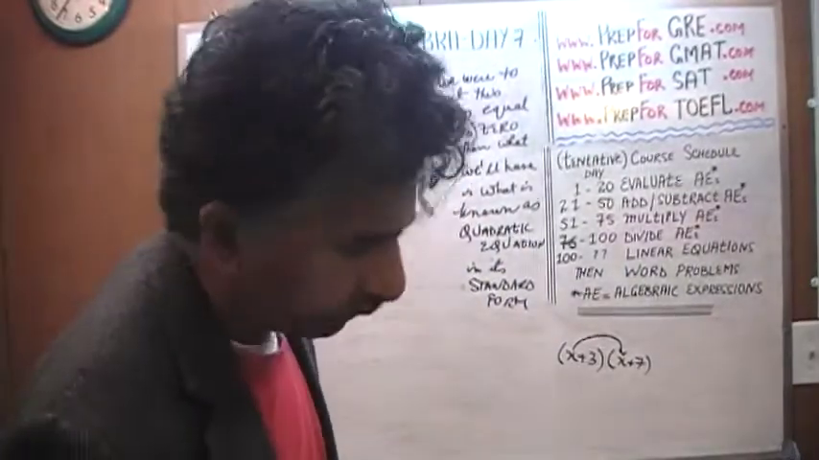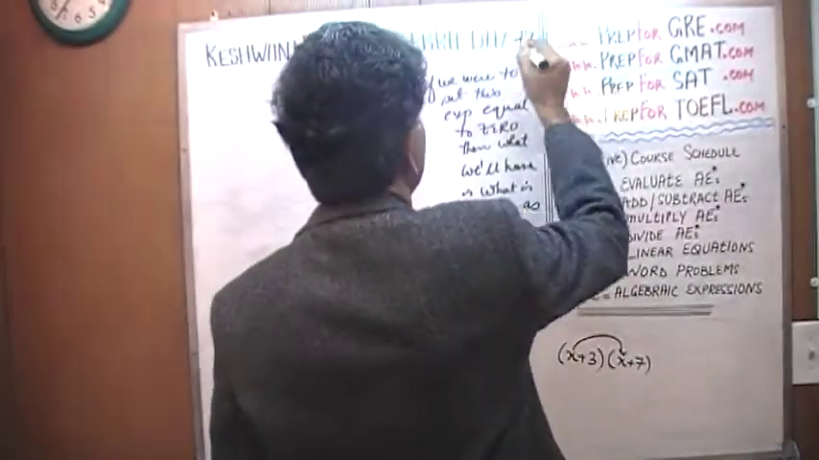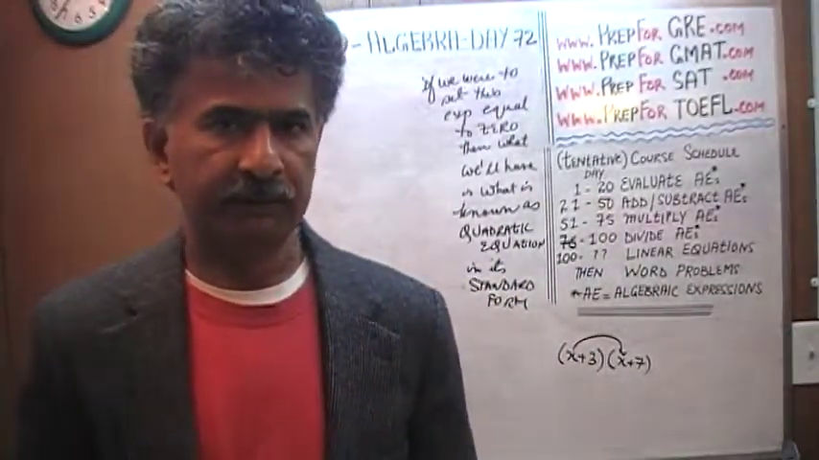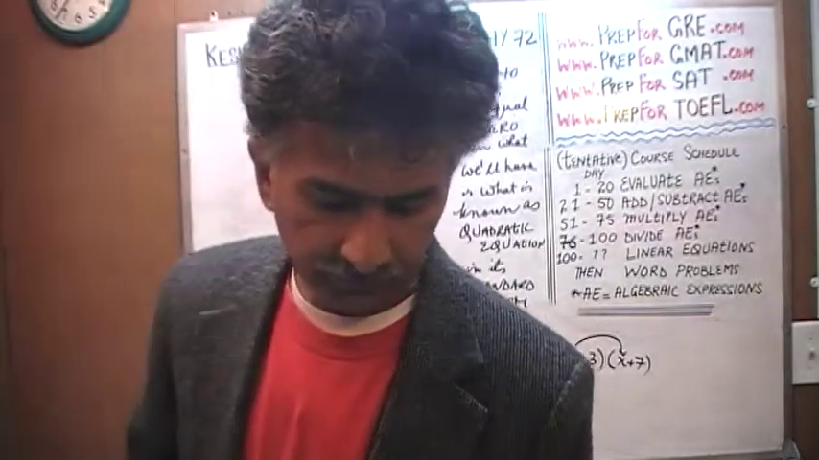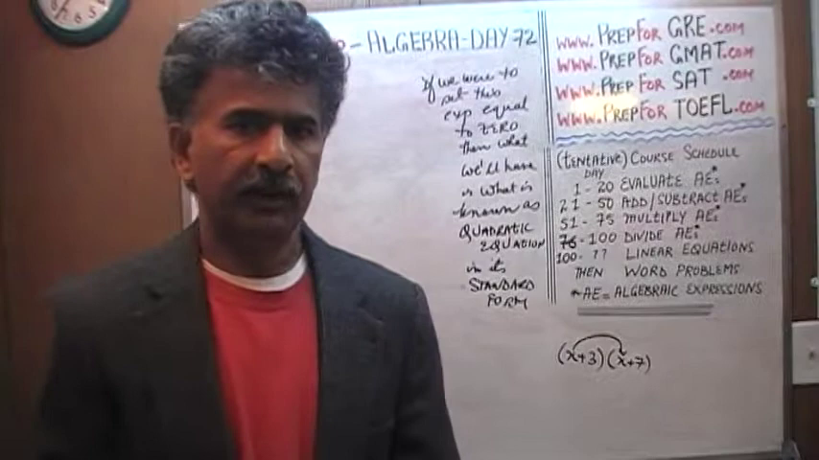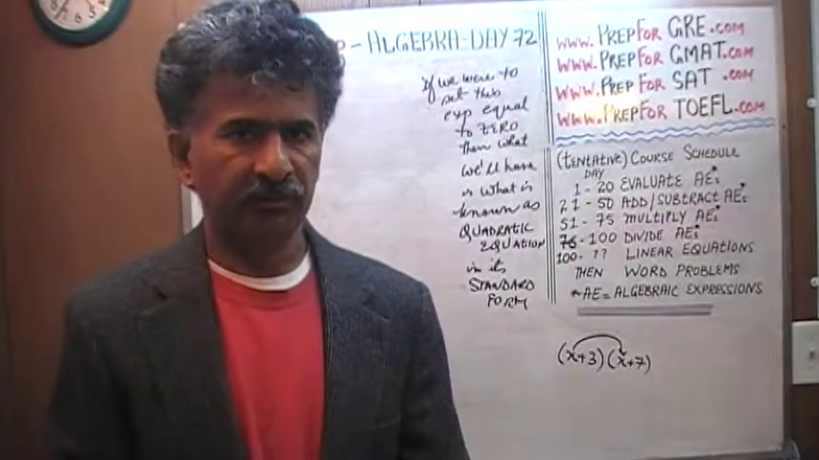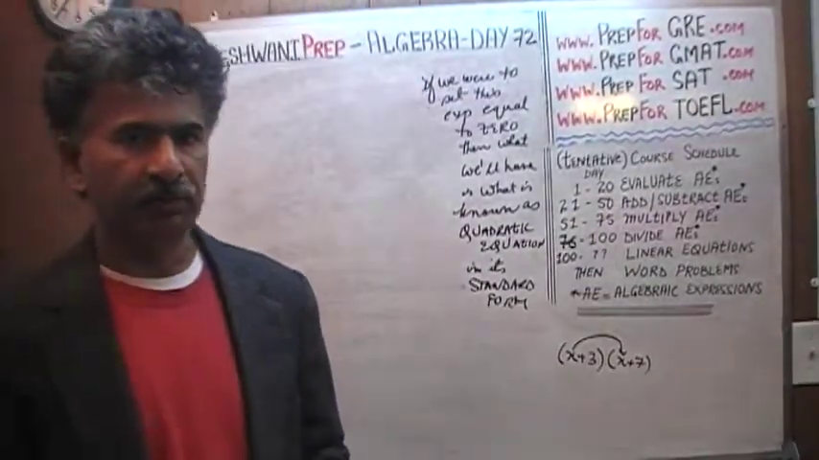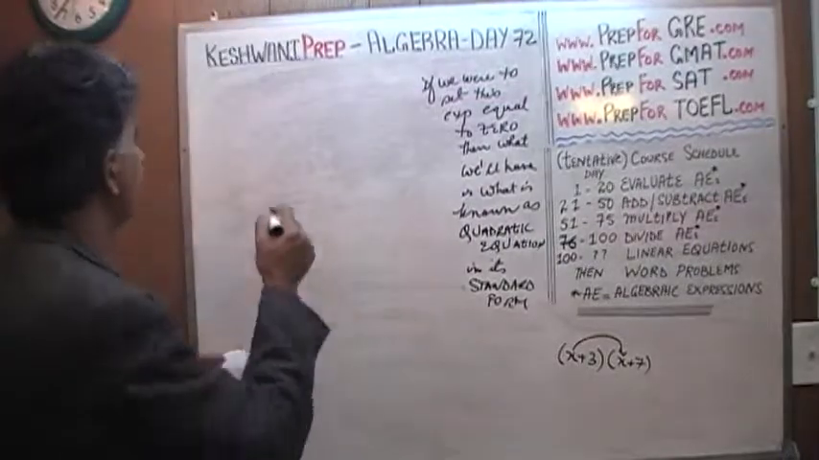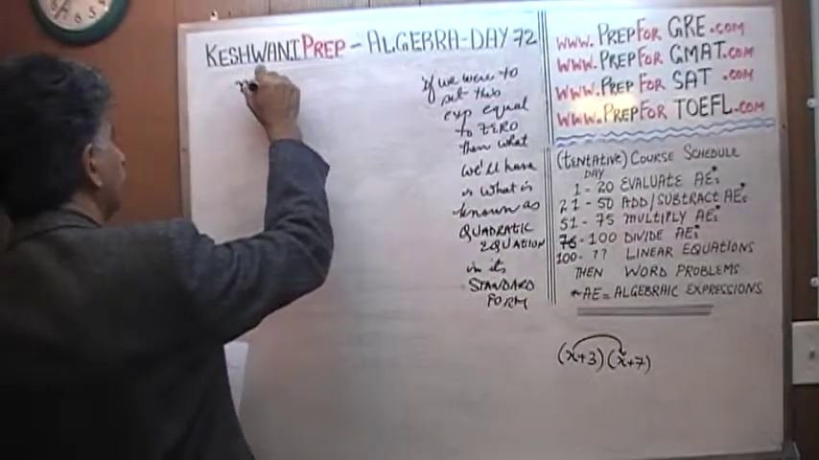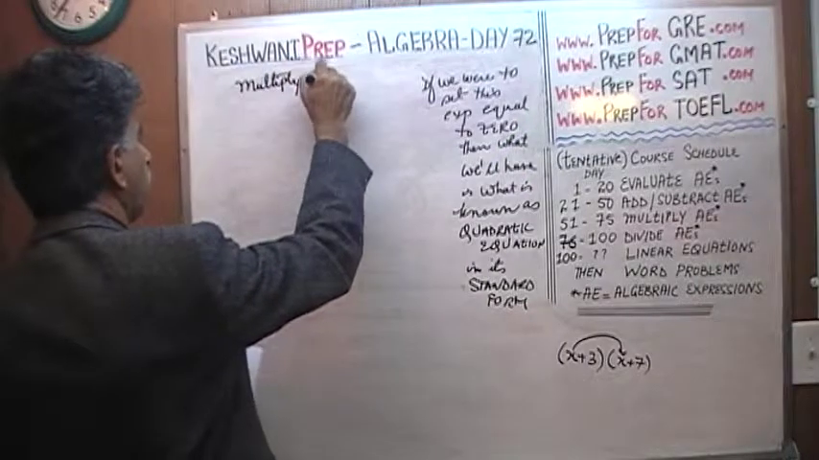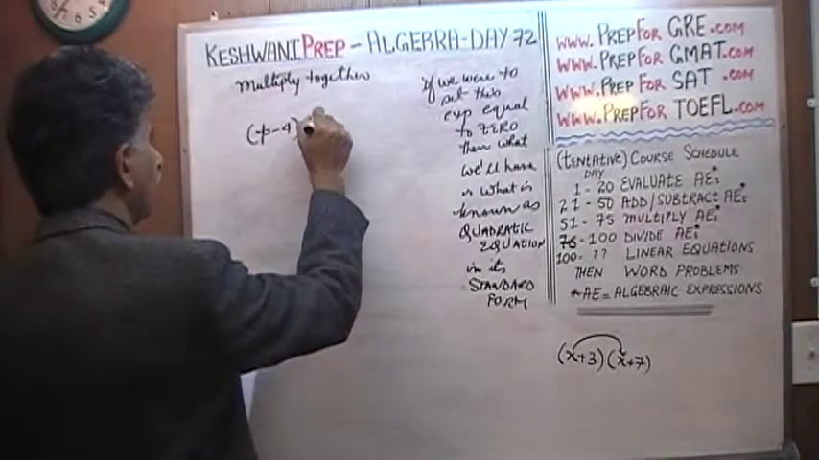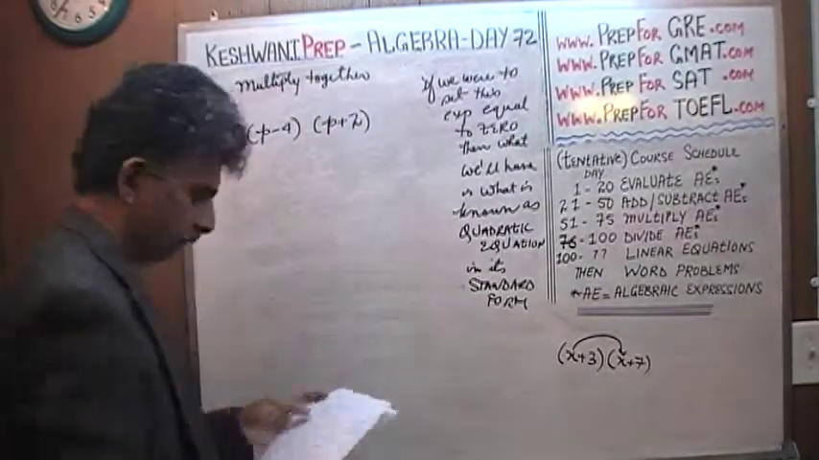What we did yesterday, and what we're going to do today on day number 72, and for the remaining 3 days, 73, 74, and 75, is that we're learning what happens when we have two simple linear algebraic expressions. When we multiply them, what do we get at the end, and how do we actually go about multiplying them? For example, for today we are asked to multiply together p minus 4 and p plus 2. Let's do it then.